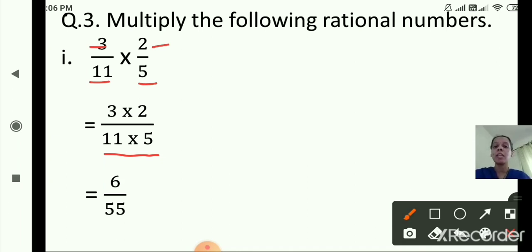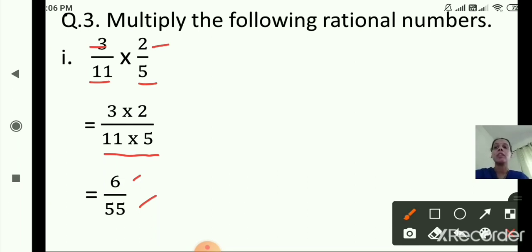The first step is numerator multiply by numerator and denominator multiply by denominator. So 3 multiply by 2, and in the denominator 11, and here it is 5. So 11 multiply by 5. Now we will do the multiplication. 3 2s are 6 and 11 5s are 55. So what is the answer? 6 upon 55 is the answer.